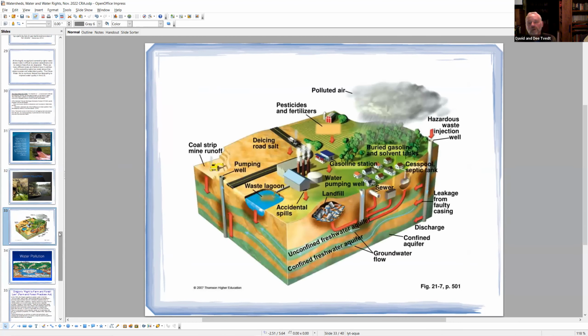And this diagram shows a lot of different sources of pollution of surface water and unconfined freshwater aquifer and confined freshwater aquifers. So you can get waste lagoon infiltrating, coal mine, different mining infiltrating into that, landfill feeding it. You can see a hazardous injection well reaching down and leaking into the freshwater aquifer, buried gasoline and solvent tanks, and pesticides and fertilizers that get down into the unconfined aquifer. Polluted air can land in water and percolate down also.